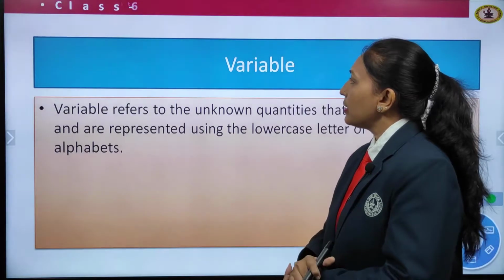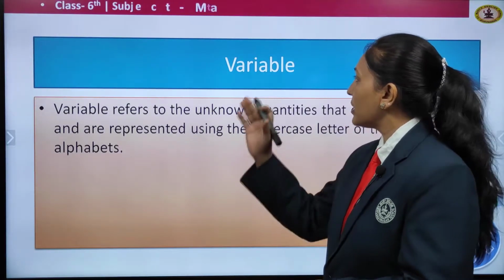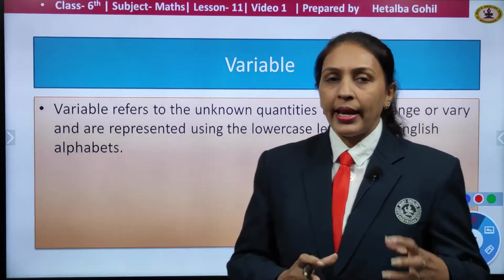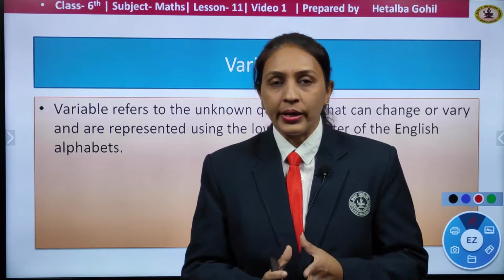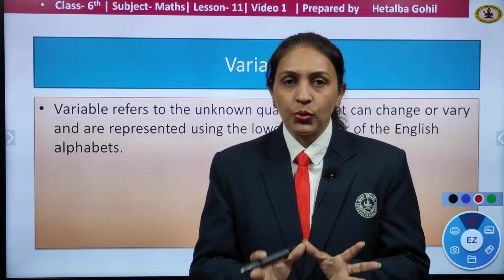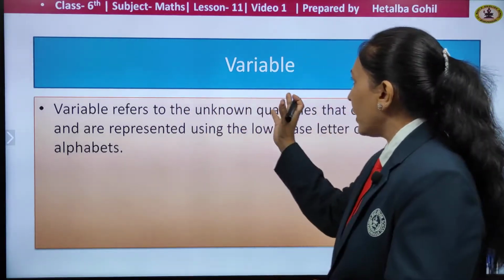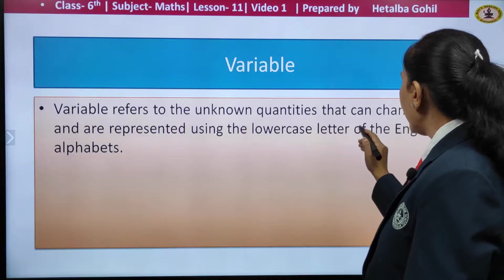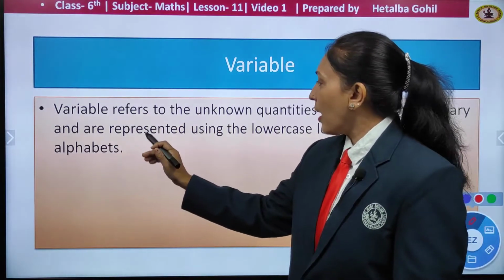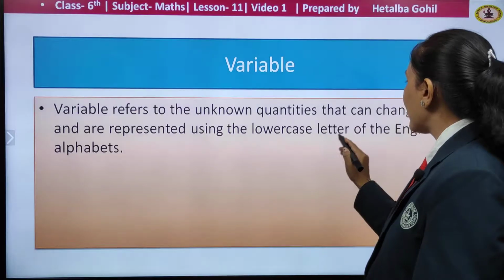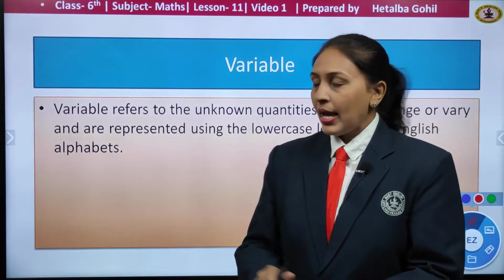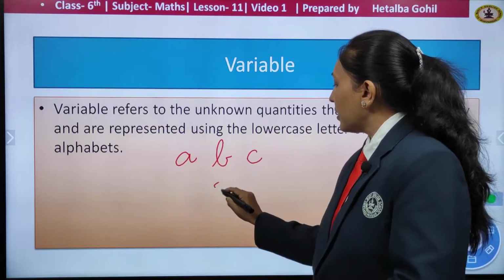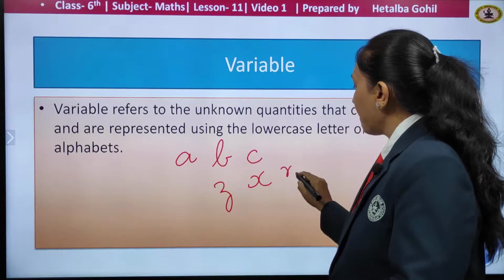Now the most important concept of algebra, children, is the variable. Now what is a variable? As I told you, we use letters to find that unknown quantity. The letters that we use here with the operations, we call them variables. A variable refers to unknown quantities that can change or vary and are represented using the lowercase letters of the English alphabet. As I told you, lower means the smaller alphabets A, B, C, Z, X, M and so on.